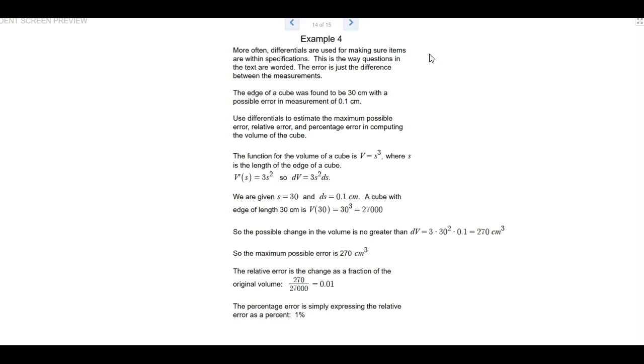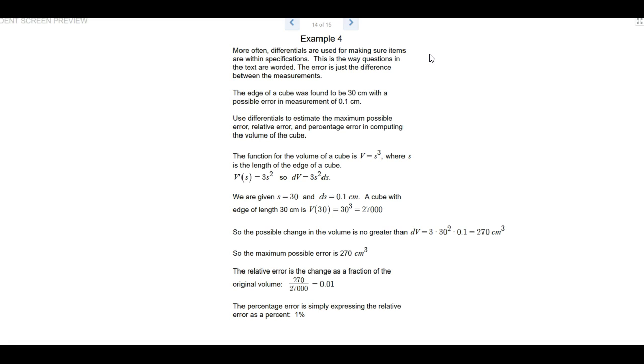Now, the last example is going to be involving the error involved when you use differentials. So differentials are used to make sure that things are within specifications. So that's a way that some of these homework problems are worded in terms of error. And the error is just the difference between the measurements.